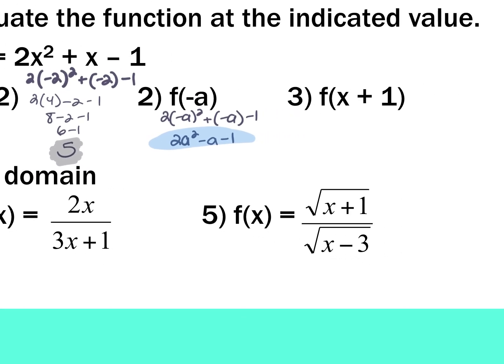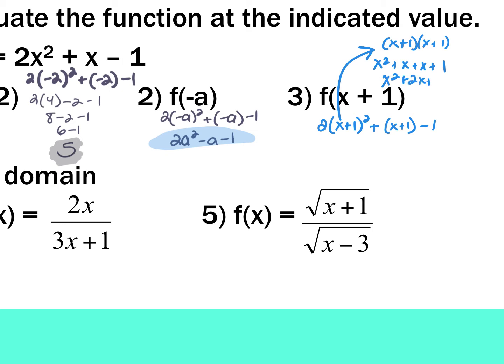3, you're plugging in x plus 1. So 2 times x plus 1 squared plus x plus 1 minus 1. I'm going to expand and FOIL this out so I don't distribute that power. I'd get x plus 1 times x plus 1, which is x squared plus 2x plus 1. So that is 2 times that whole thing.